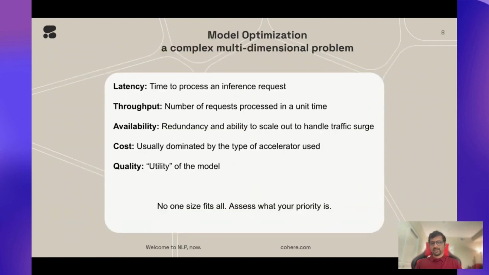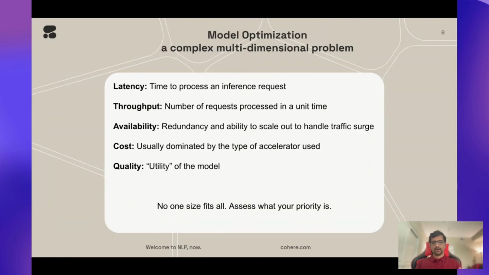Model optimization itself is one of the other challenges in large language models. And I can stress this in a different way. It's not just the model that you're optimizing. It's a very multidimensional problem, in the sense that you have to optimize for multiple things: the latency, the throughput, the cost, and the quality, but also the availability, especially if you're offering this as a service.